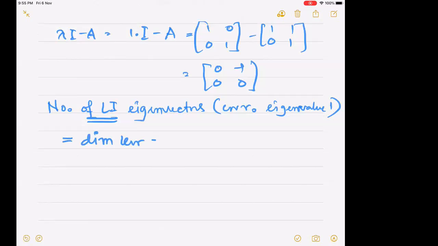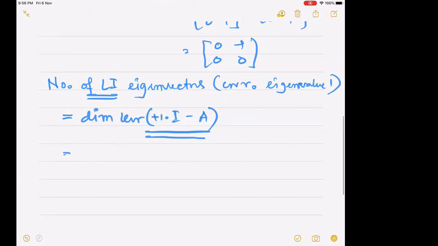Which is 1 times identity minus A. This dimension is the size of the basis, which is the maximum number of linearly independent vectors in this kernel, and every vector in this kernel is an eigenvector corresponding to the eigenvalue 1. That is why the two are equal. Now, by the rank-nullity theorem, this must be the same as n, which is 2, minus the rank of the matrix identity minus A. But identity minus A is this one, and its rank is of course 1. So this is 2 minus 1, which happens to be 1. So the number of linearly independent eigenvectors in this case is just 1.